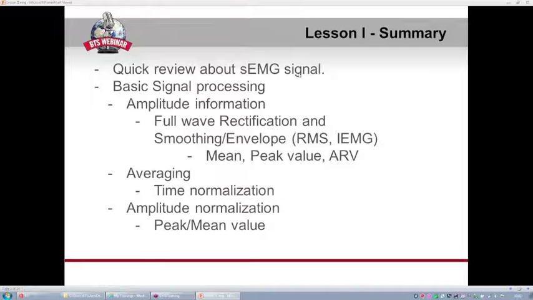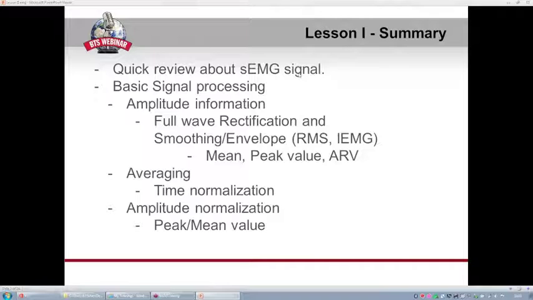This is what you saw during the first lesson. If you remember, we started with a quick review about the surface EMG. We talked about some common signal processing tools useful to extract amplitude information from the signal. This can be useful, for example, to understand how much a muscle is active or if one muscle is more or less active in one condition with respect to another condition, and so on.